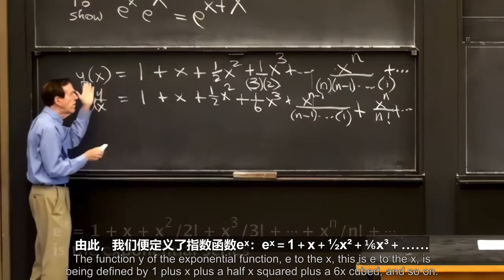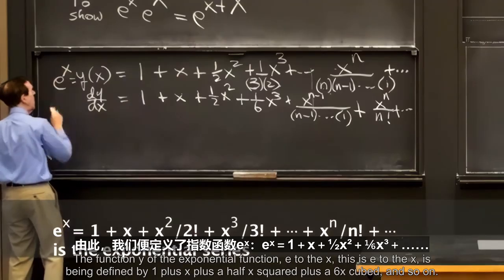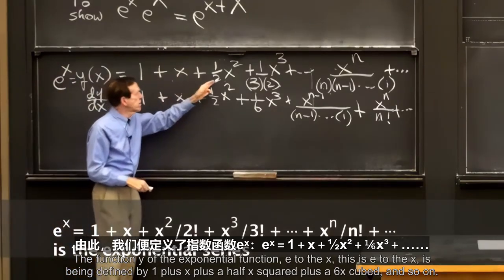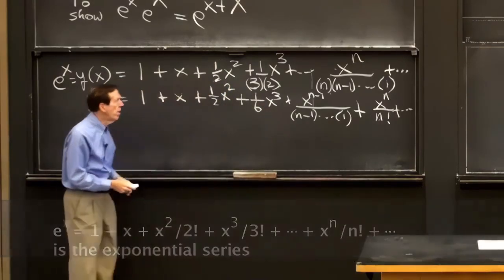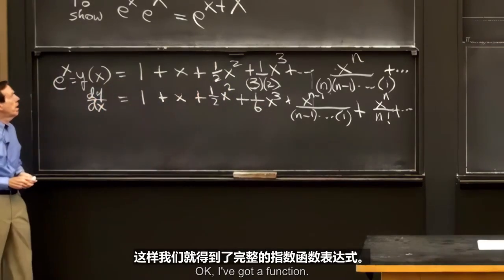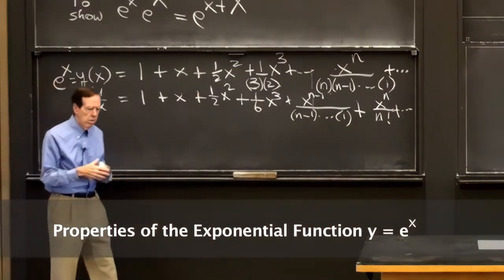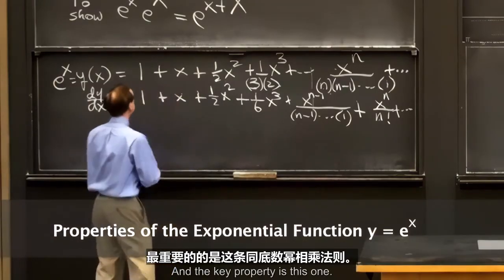The exponential function, e to the x, is being defined by 1 plus x plus a half x squared plus a sixth x cubed, and so on. Okay. I've got a function. Now its property. And the key property is this one.